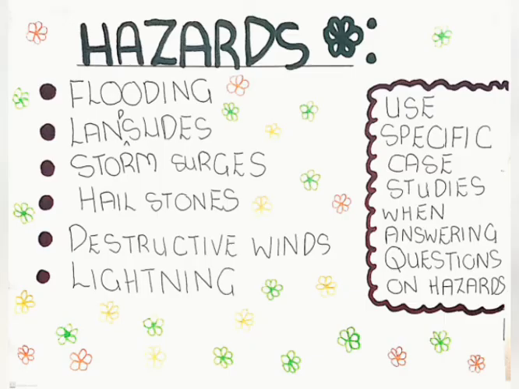Some of the dangers associated with hurricanes include floods, storm surges, landslides, hailstones, lightning, and destructive winds, otherwise known as cyclostrophic winds.